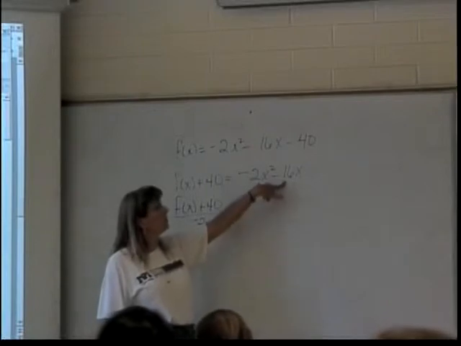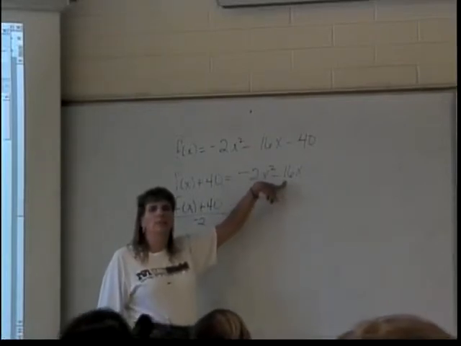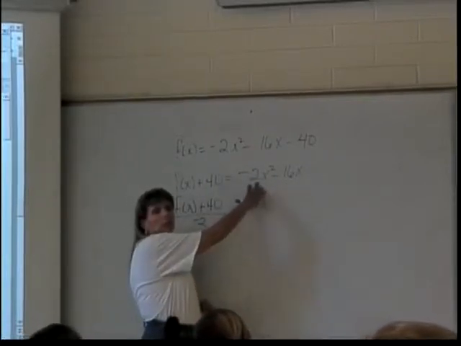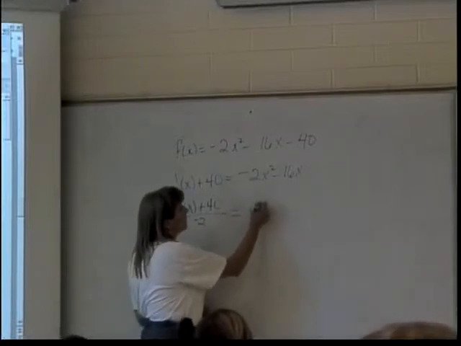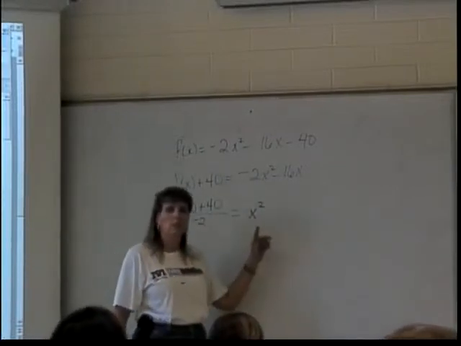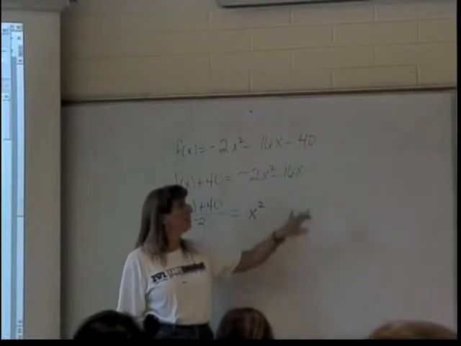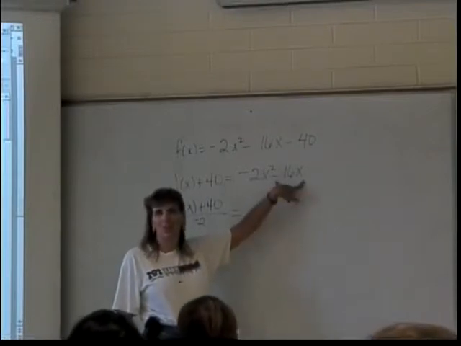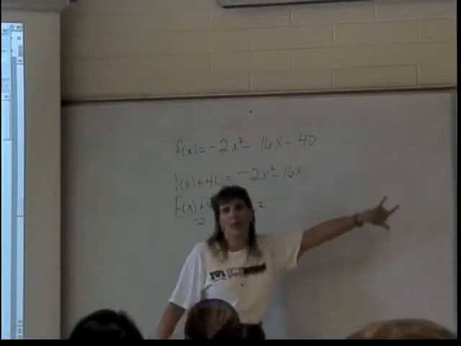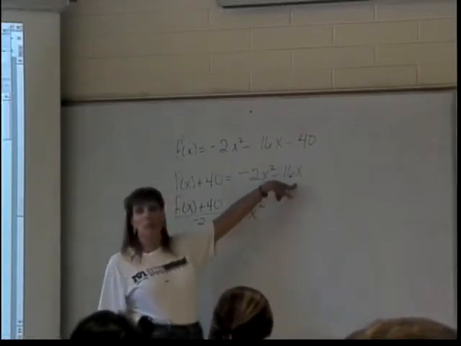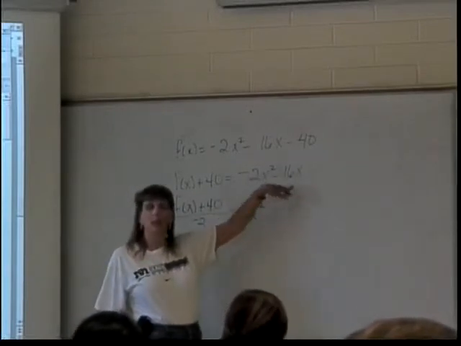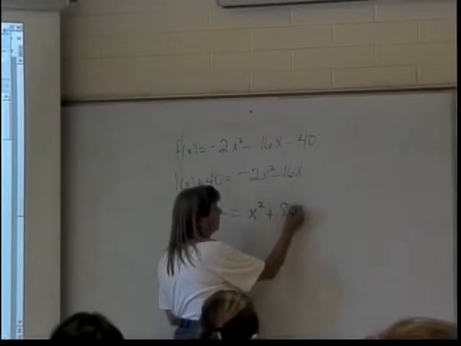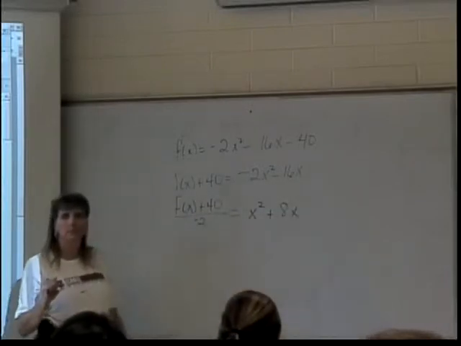The other thing that people did is over here when they divided this piece by negative 2. So they were okay. They got x squared. But then they put minus 16x because they didn't divide this piece by negative 2. You got to divide all of the pieces that are added together. So when I divide this piece by negative 2, what do I get? Positive 8x.